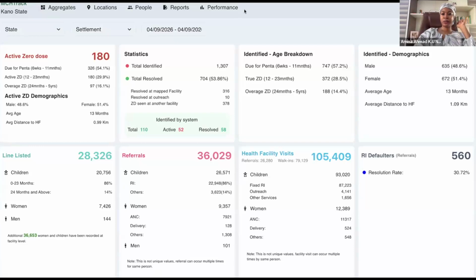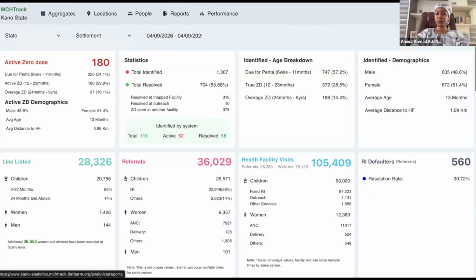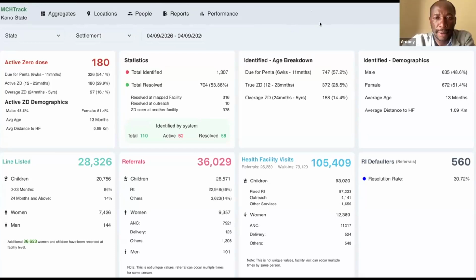Is my screen visible? Okay. So I'll quickly go through this. For each state we are present in, we have a dashboard. Am I audible? Okay. Yes. So we have a dashboard to the stakeholders.